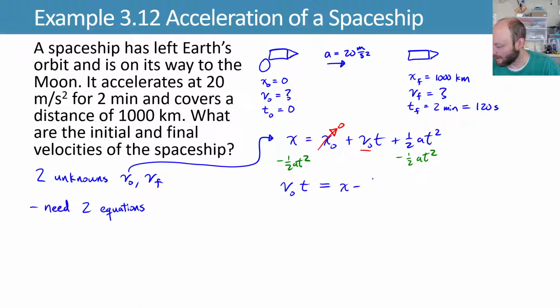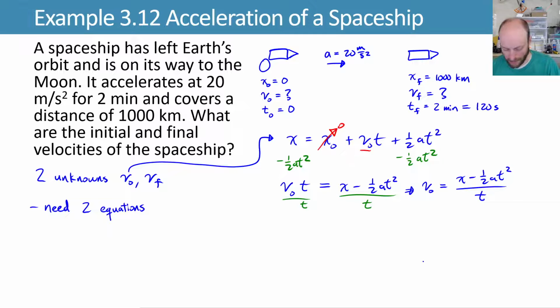This will be X minus 1/2 AT squared. We're almost there. We just need to divide by T on both sides. And we're left with V naught being X minus 1/2 AT squared divided by T. Now we could simplify this sum, I guess. If we wanted, we could say this is X over T minus 1/2 AT divided by T, so that the T's cancel. It's up to you how you want to do that. At this point, we have the information. We just need to plug in the information.